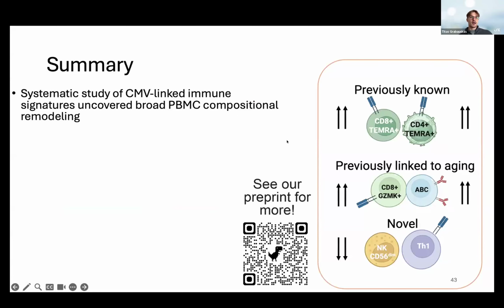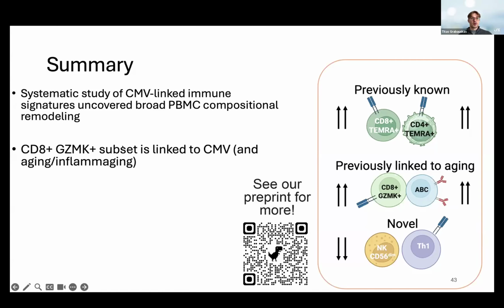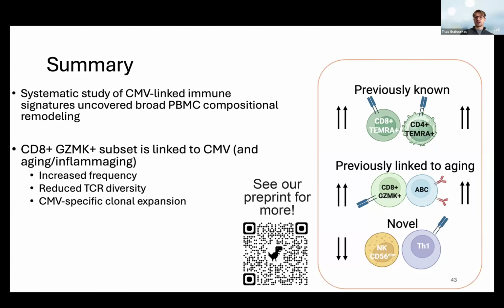So with that, we have undergone a systematic study of CMV-linked immune signatures, uncovering broad PBMC compositional remodeling. I didn't have time to show you the whole study, but we verified previously known signatures, and most importantly, we found some novel ones and ones that have been previously linked to aging. For example, an increase in frequency of atypical B cells, and of course the GZMK subset. The GZMK subset we think is linked to CMV, and we show this using the increase in frequency, reduced TCR diversity, and CMV-specific clonal expansion.